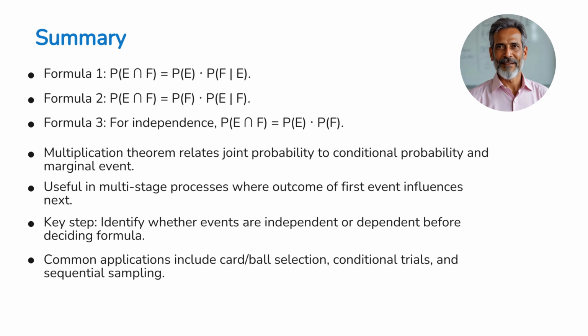To wrap up, let's recap the multiplication theorem's main formulas. First, P of E intersection F equals P of E multiplied by P of F given E. Second, by symmetry, P of E intersection F equals P of F times P of E given F. Third, for independent events, P of E intersection F equals P of E times P of F. Remember, this theorem links joint probability with conditional probability and marginal events.